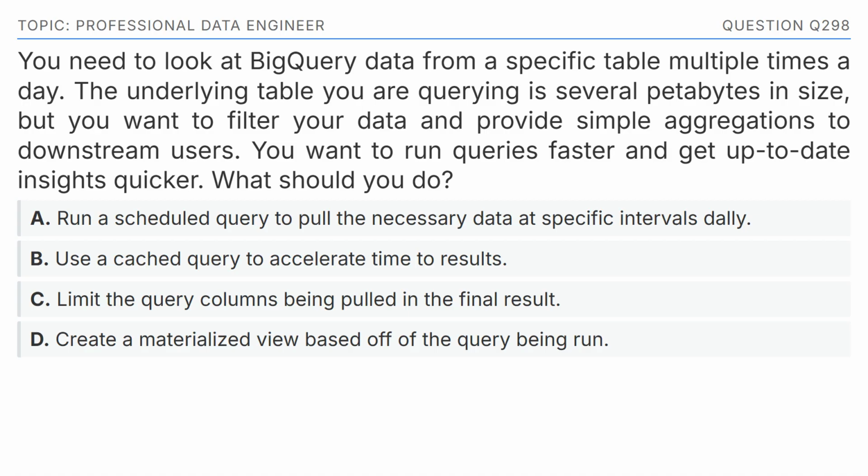What should you do? The options are: Option A, run a scheduled query to pull the necessary data at specific intervals daily. Option B, use a cached query to accelerate time to results. Option C, limit the query columns being pulled in the final result. Option D, create a materialized view based off of the query being run.